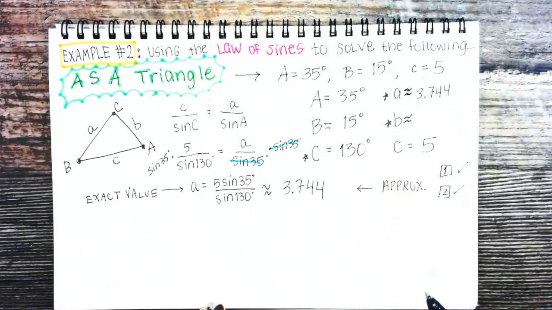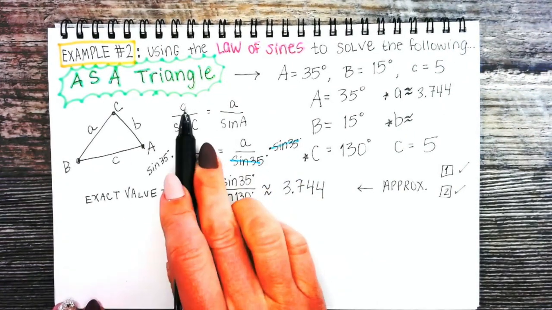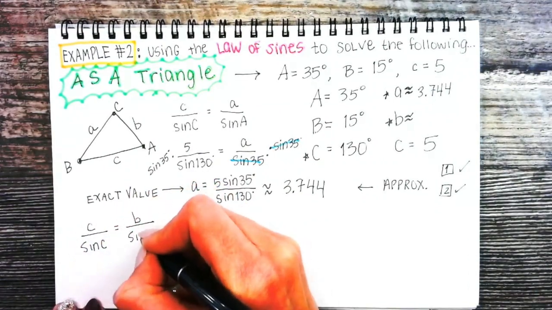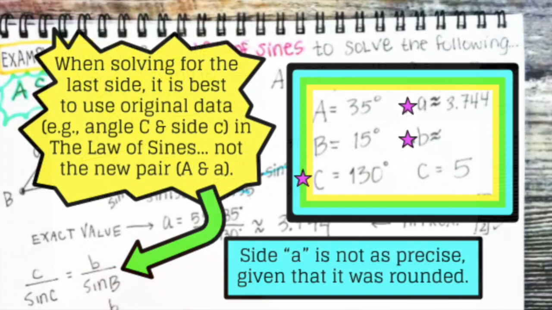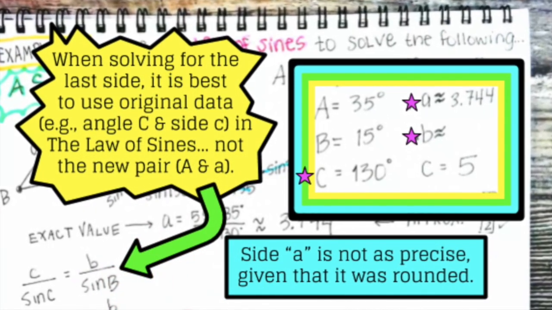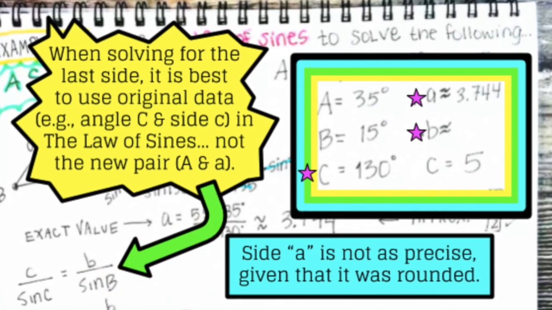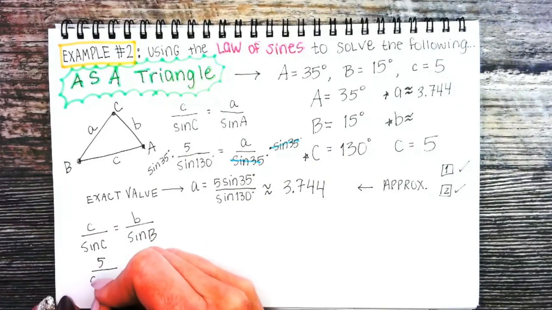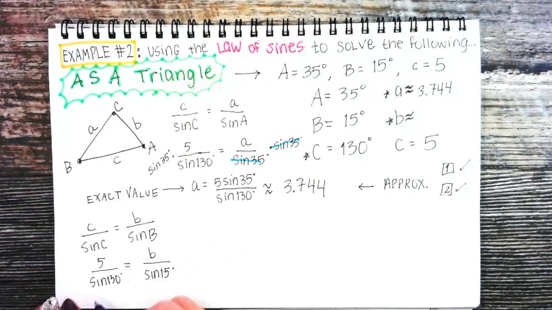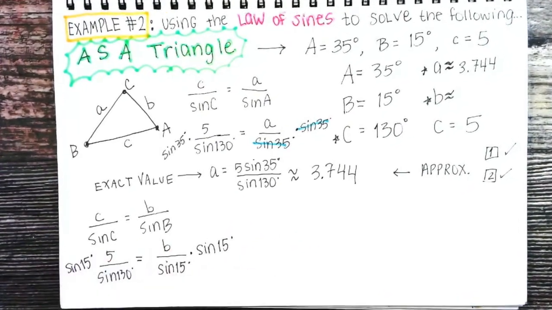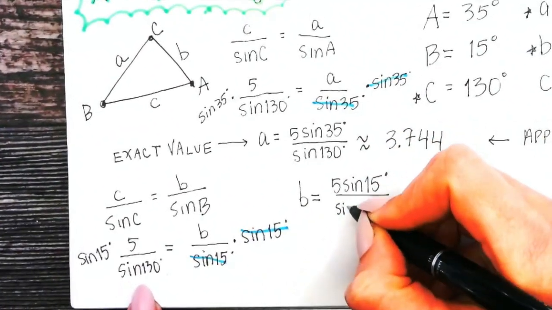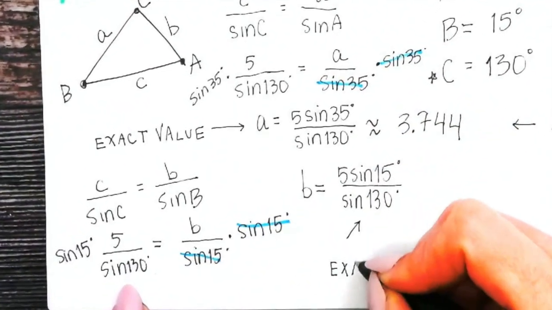In the last example, I put stars next to all of the values I found myself, so I remember that those weren't original values provided by the question. Now I'm going to circle back around and use C over sine C equals B over sine B. Similar to the previous example, I'm going to get lowercase b alone by multiplying both sides by the sine of 15 degrees. Here I have the exact solution, 5 sine 15 over sine 130.